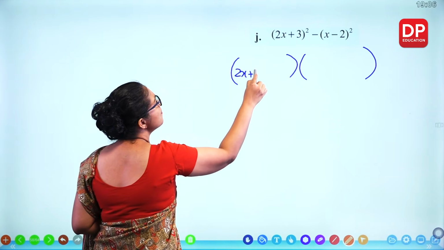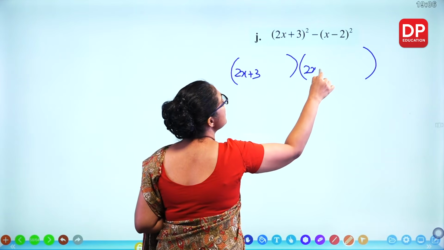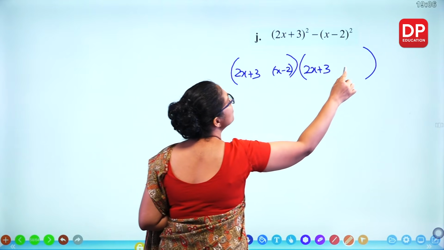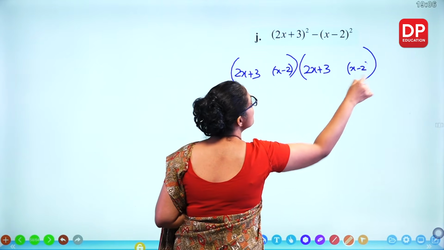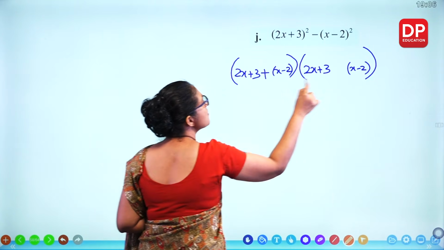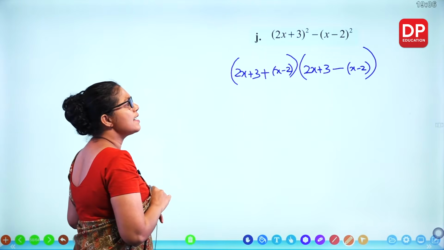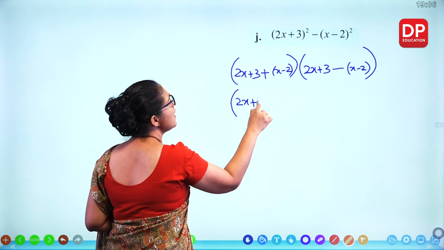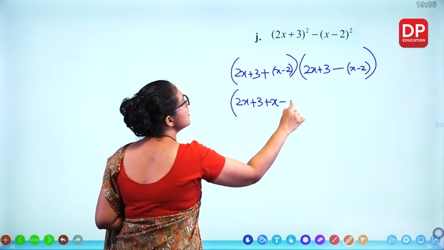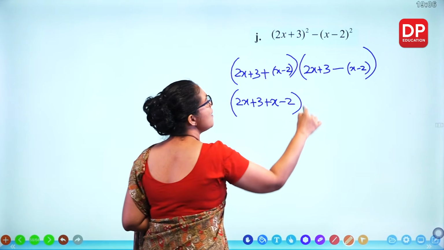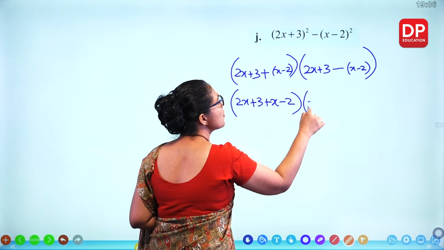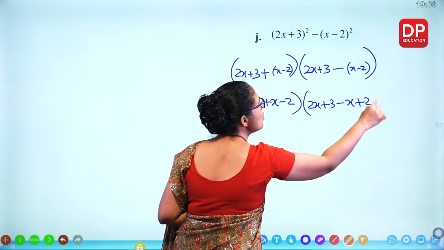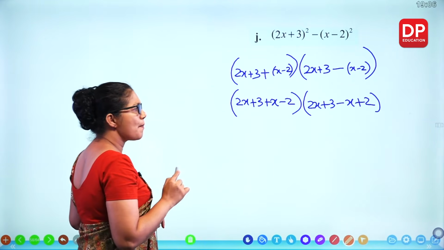First term, 2x plus 3. Last term, x minus 2. Use brackets for that. One is positive, one is negative. So try to expand brackets and simplify. You get this one. And when you multiply by minus, you get 2x plus 3 minus x and plus 2, because minus minus becomes plus.